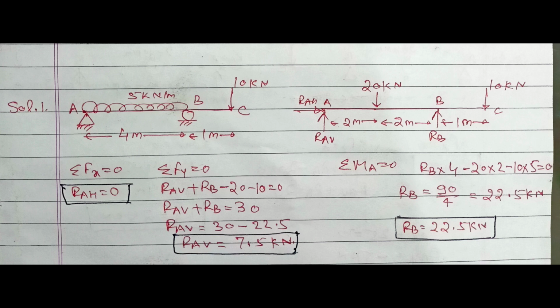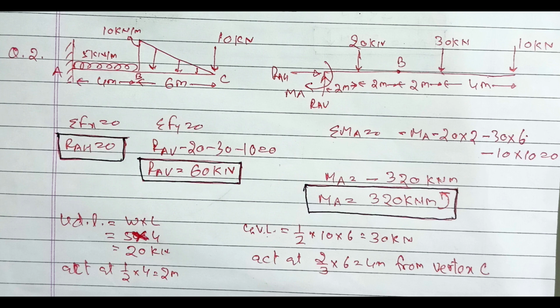Once the value of RB is known, we can put this value of RB in equation number 2. So we will get RAV equal to 30 minus 22.5. So RAV equal to 7.5 kilonewton. So this is how we will do this question. Now let's move to second question.